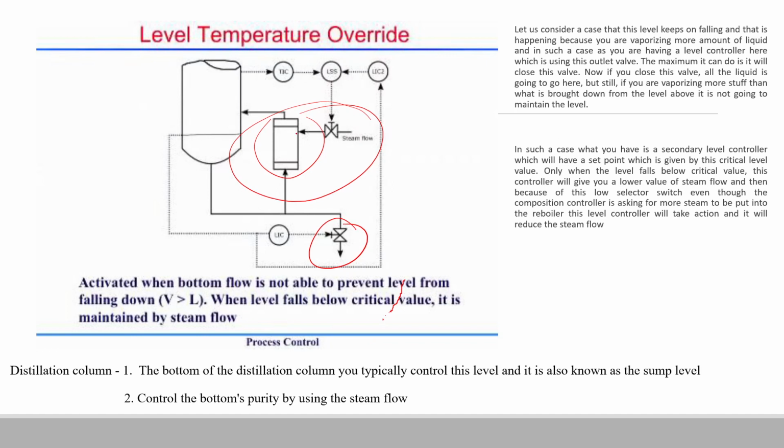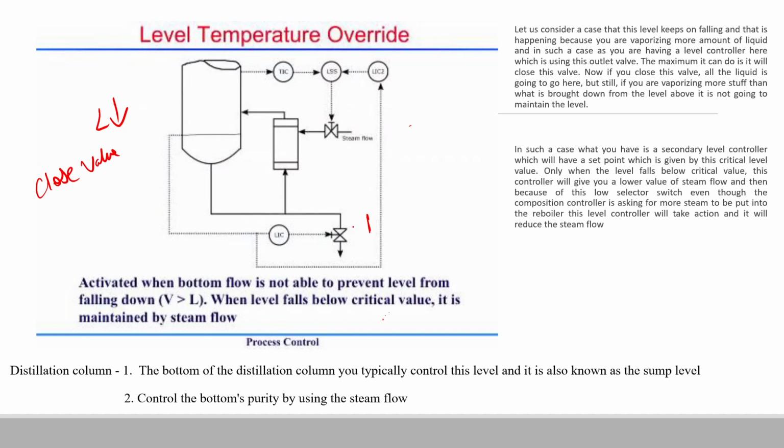So in this case, it is the level temperature override. The level keeps on falling because we are vaporizing more liquid, and in such a case we have a level controller. In this case it is an outlet valve. So the maximum we can do is close this valve if the level keeps on decreasing. That is, if the level keeps on decreasing, we can close this valve 1.